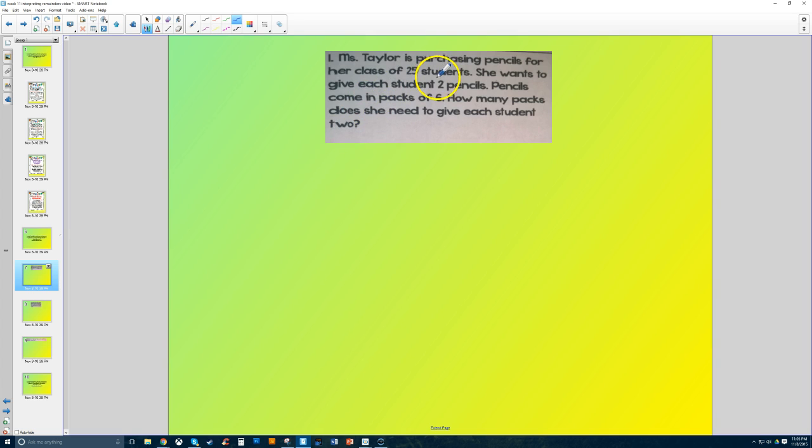It says Miss Taylor is purchasing pencils for her class of 25 students. She wants to give each student 2 pencils. So I know she has 25 students, and she wants to give each kid 2 pencils. That's 25 times 2, telling us that she's going to need 50 pencils. And that's actually step 1, because it never actually tells us how many pencils she's going to need. You have to calculate that.